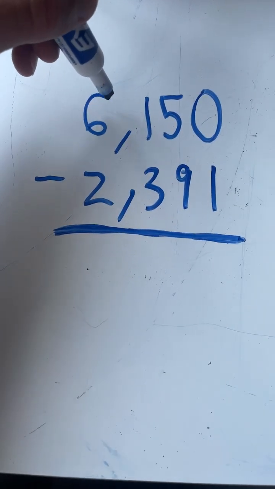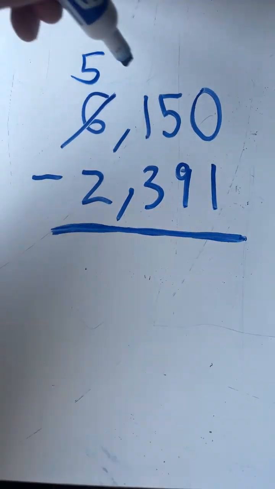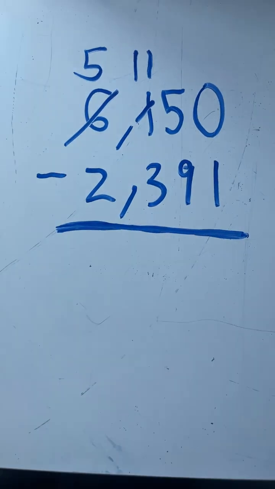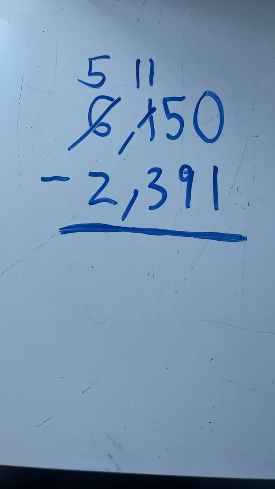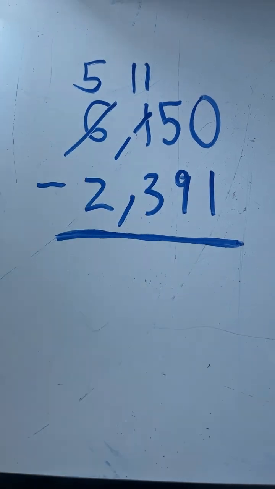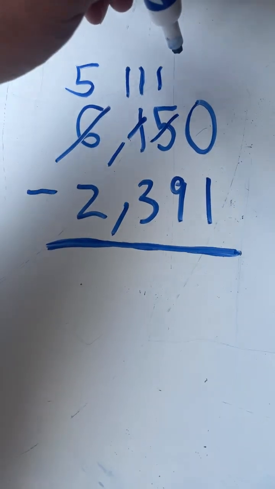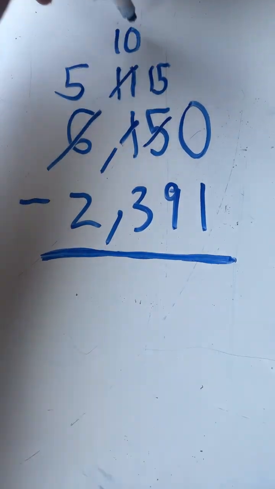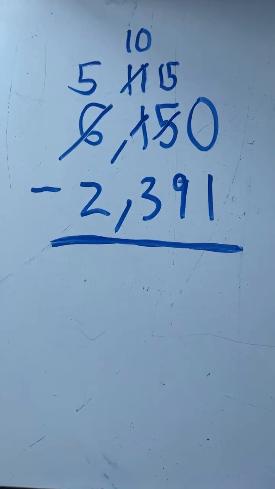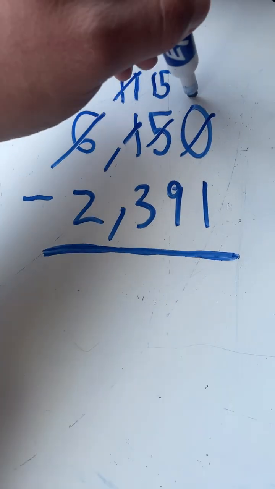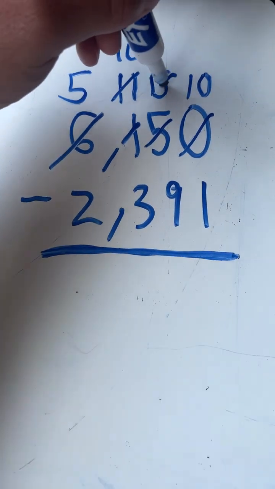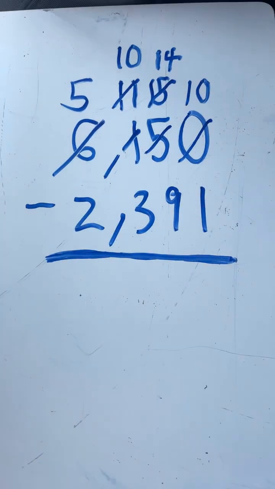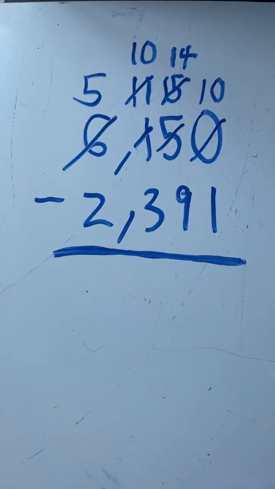So we're going to start in the thousands place here. The 6 is going to become a 5. The 1 is going to become an 11. It is that same pattern of you take away 1 and you add 10. So now in the tens place, the 5 will become a 15. And the 11 is going to become a 10. Now in the ones place, the 0 is going to become a 10. And the 15, we're going to take away 1, it's going to be a 14. Add 10, take away 1, that's the pattern.